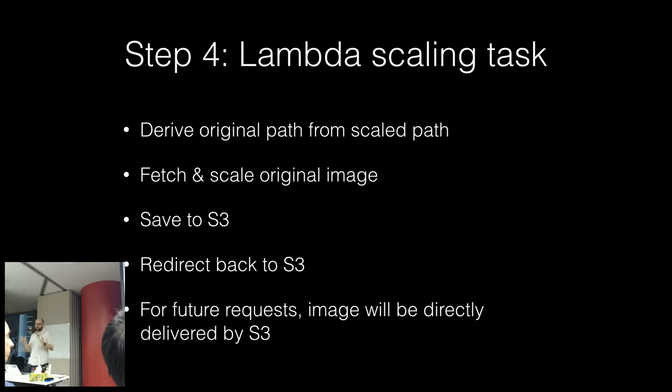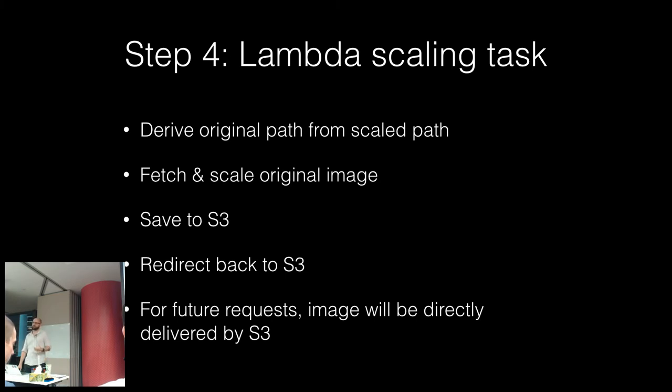Now the Lambda scaling task gets the path of the scaled file name and can derive from that the original file name. So the Lambda task will download the original file from S3, scale it down, put it back on S3 in the scaled version, and then redirect the client back to S3. So you get two redirects if the file doesn't exist. But once the file is there, future requests will be served directly from S3.